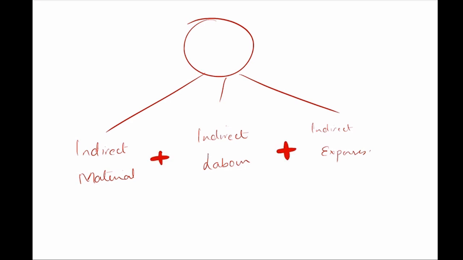Now, why do we have to find overheads? We say the total cost of a product is basically the sum total of direct cost plus indirect cost. So, if I have to find out the total cost of a product, I need to find out both the direct and the indirect cost.